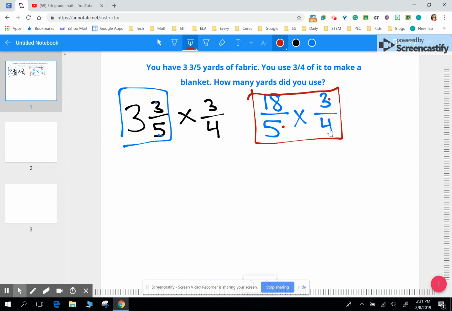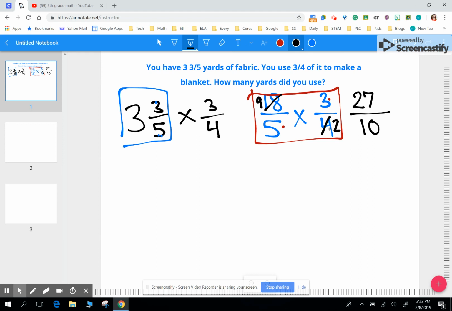So if they're both even numbers, I can divide the 4 by 2, and this would be 2. And I can take the 18 divided by 2, and that answer would be 9. Makes my math much easier now. Now all I have to do is 9 times 3 is 27, divided by 5 times 2, which is 10.